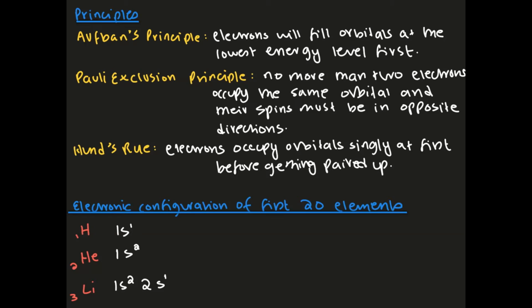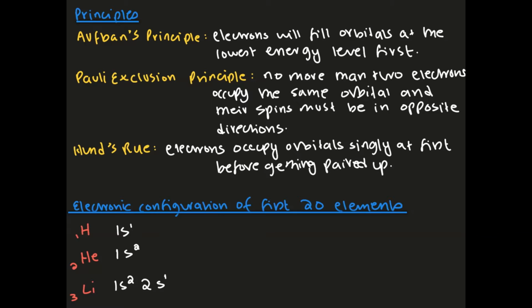So the next thing that we're going to be looking at is a few principles that summarize all of this. The first one states that electrons will fill orbitals at the lowest energy level first. So let's just say your element has the highest energy level up till 3. The first energy level that's going to fill up is going to be 1, and then 2, and then 3, and then so on. So you're going to go in chronological order.